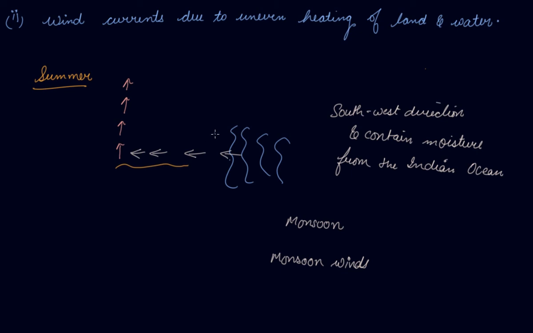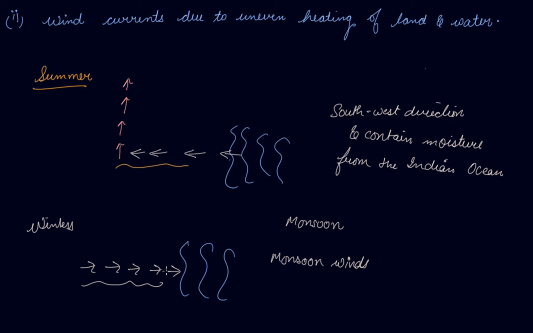Now this happens opposite in the winters. Why are there less rains in the winters? Because the land is much cooler, so the air does not rise up, right? So in winters the direction of wind is reversed and they flow from land to the sea. Now this is the sea. From the land these go to the sea. It contains very little moisture, due to which there are less rains in the winter.